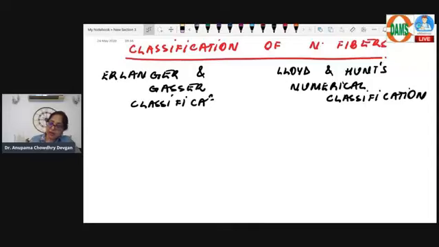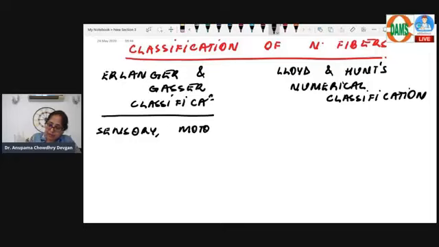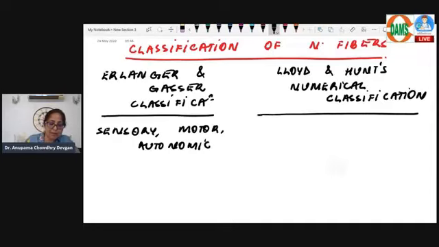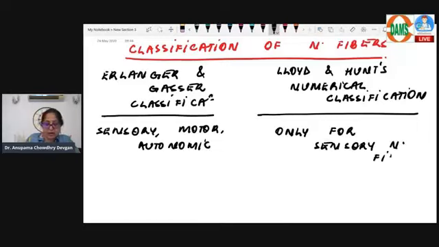Right? Erlanger and Gasser classification, now this is meant for all types of nerve fibers. It is meant for sensory, it is meant for motor, it is meant for autonomic. Lloyd and Hunt's numerical classification, this is only meant for the sensory nerve fibers.